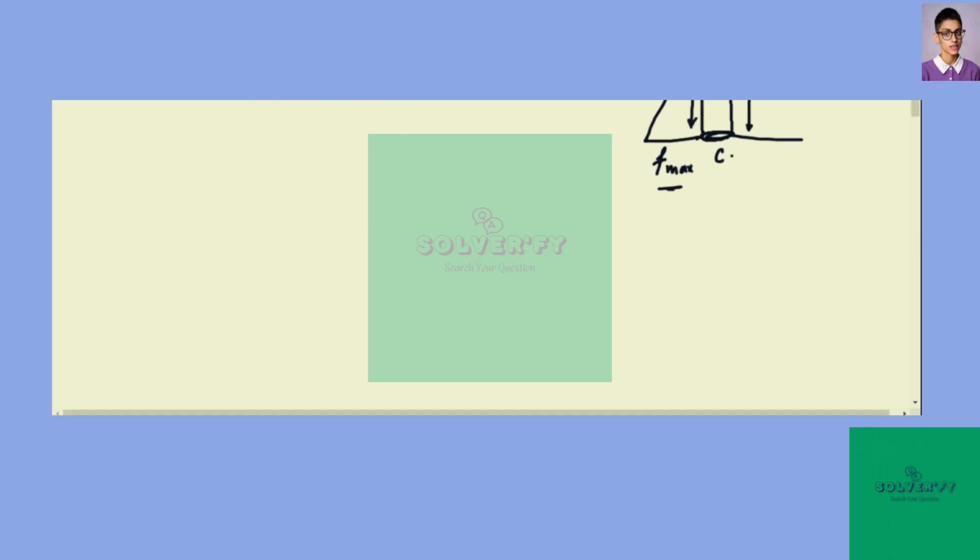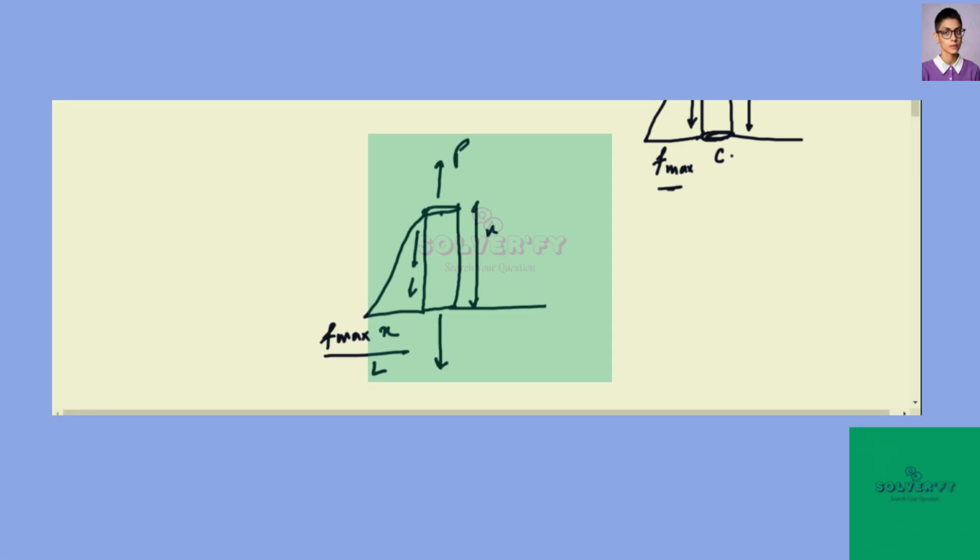Now let us draw another free body diagram of a small strip of length x. This is the distance x. This is P and this is the triangle. This is F max x upon L, and here is the force Px.